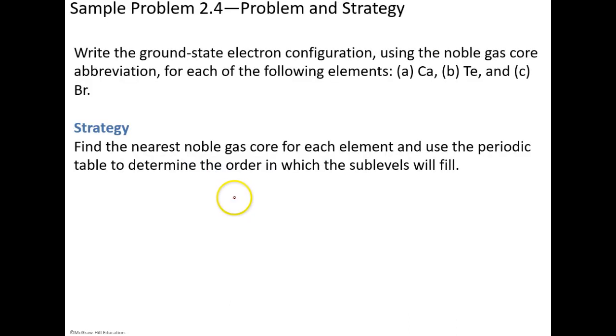Okay, so write the ground state electron configuration, use the noble gas core abbreviation. Let's just do one of them. Let's do Te, just for practice. I would suggest you put this on pause and go through all of them. I'm just going to go over Te. So put it on pause, and we'll come back and I'll do it. All right, hopefully you put it on pause. If you didn't, do it now. I'm going over it right now.